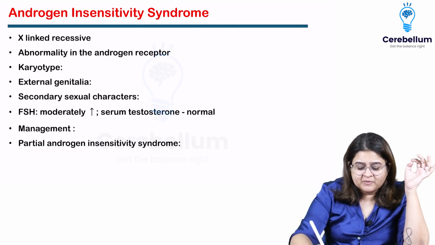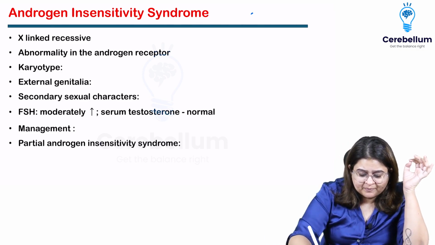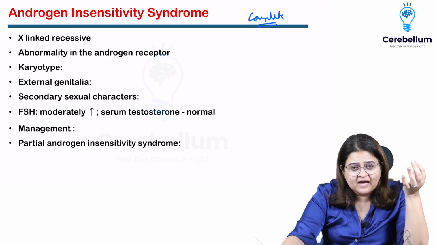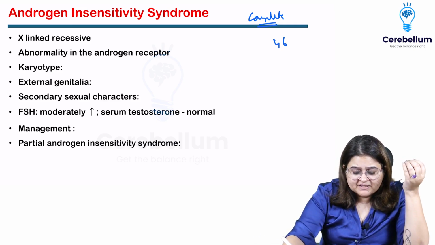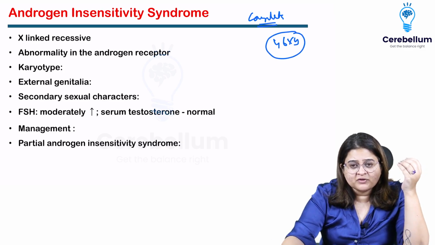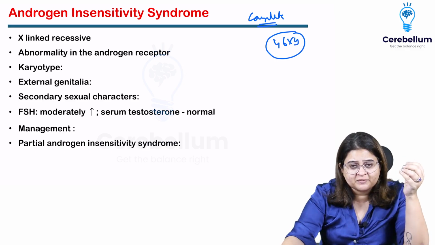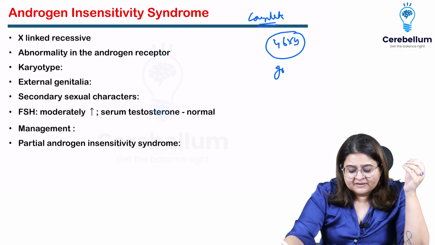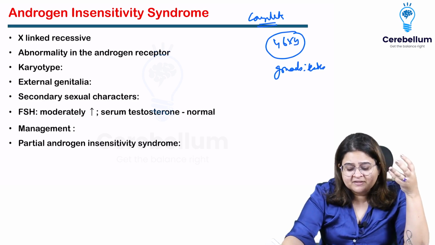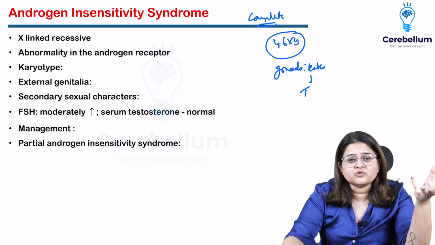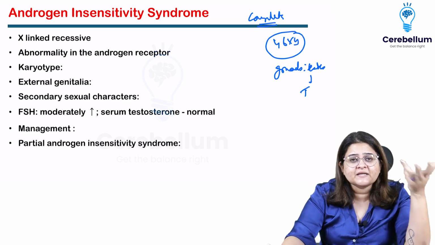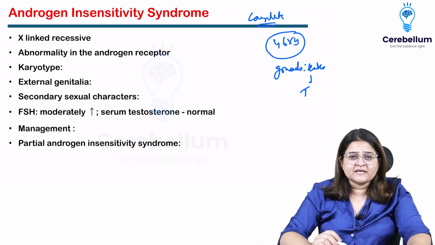Now, what is this? Remember, this is what we're talking about: complete AIS. Complete AIS means that their androgens are there, and these androgens are there because this is a 46XY person. This is not 46XX. You have a male karyotype here. The gonads are the testes. There are no ovaries. They are testes, but they are not able to act. The testosterone released by these testes is not acting where it's supposed to act because the receptors are insensitive. So this is called AIS.